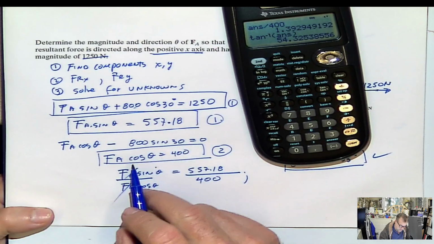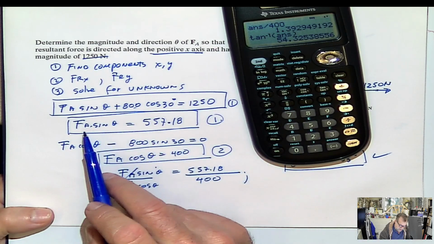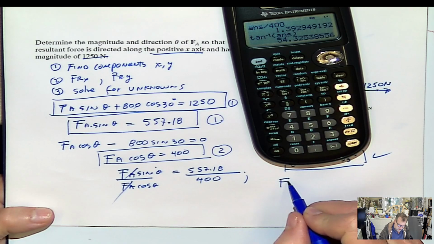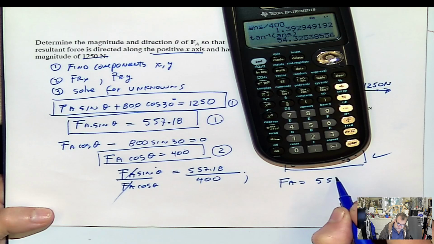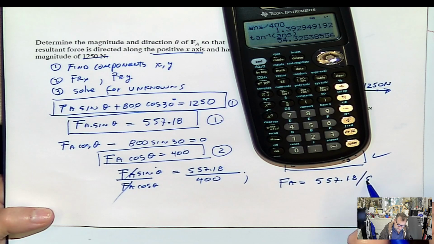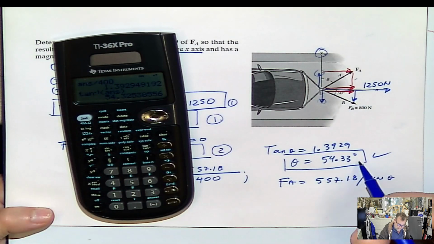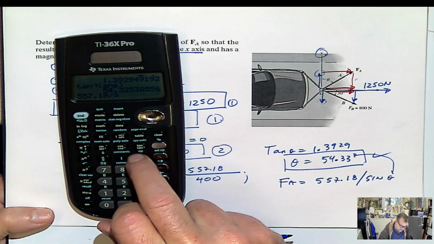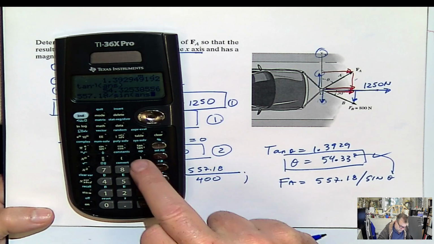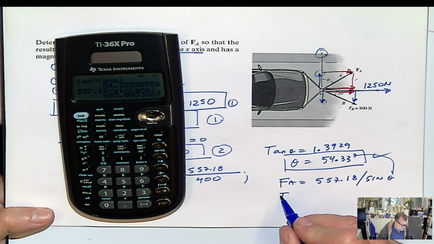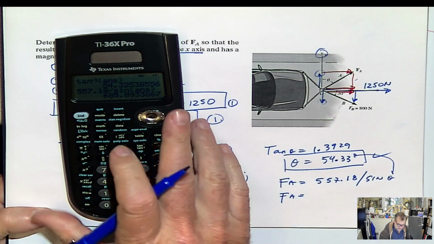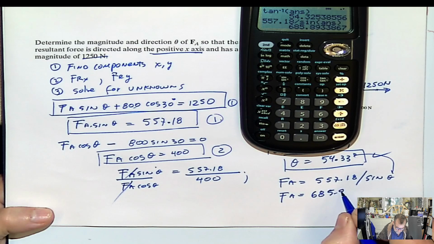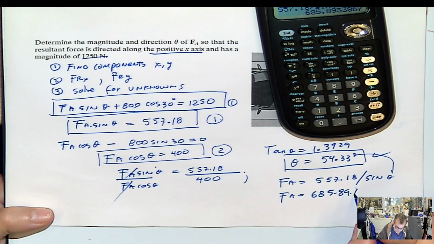Now the other one is the value of the force A. The only thing that I have to do is get either equation, this equation for example, and solve for FA. So I can say that FA equals 557.18 divided by sine of the angle, and the angle is this value here. So 557.18 divided by sine of the angle, and that will be a force of 685.89, and I put the units now. Newton.